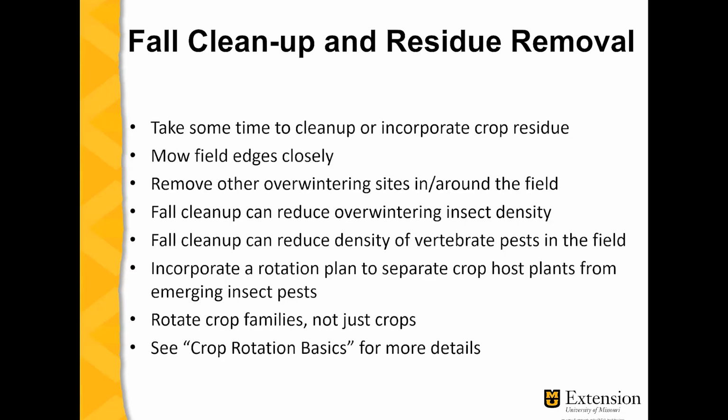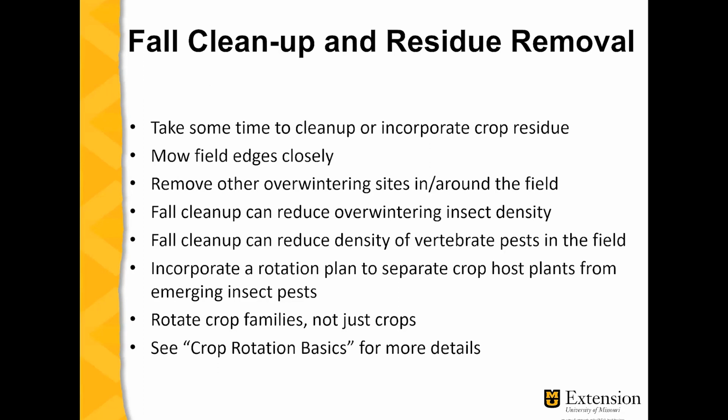As the first frost approaches in the next month or so across the state of Missouri, think about taking some time to clean up or incorporate crop residue and incorporate other management practices like mowing field edges and reducing debris and overwintering sites in and around the field. This will reduce the overwintering insect density and also reduce the density of vertebrate pests that might overwinter in the field. It's also important to incorporate a rotation plan to separate crop host plants from emerging insect pests.